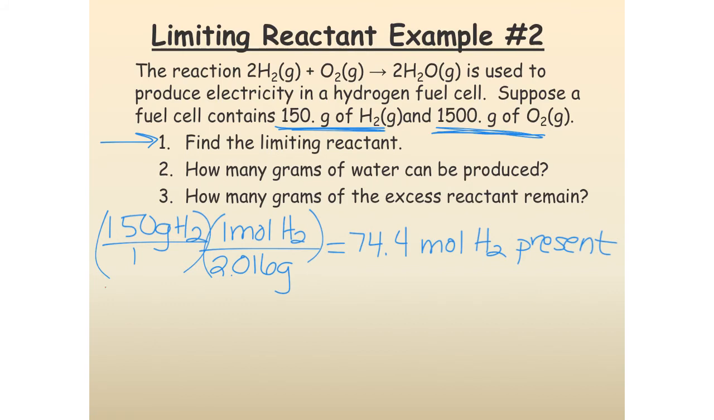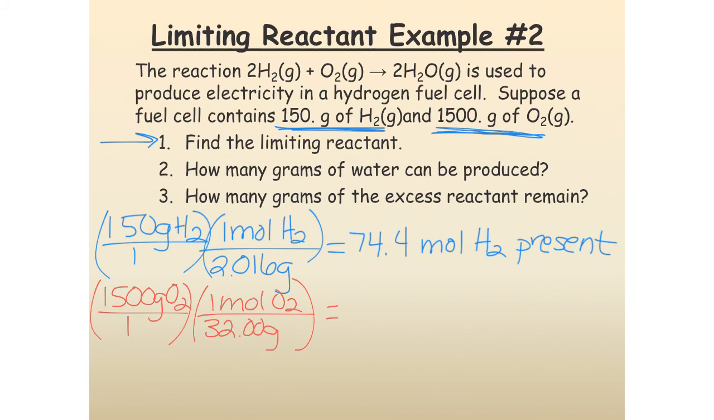Okay, then I'm going to do the same thing with my oxygen. So I've got 1,500 grams of O2, and 1 mole of O2 is equivalent to 32 grams. So I'm just going to do 1,500 divided by 32, and that gives me 46.9 moles of O2 initially present.